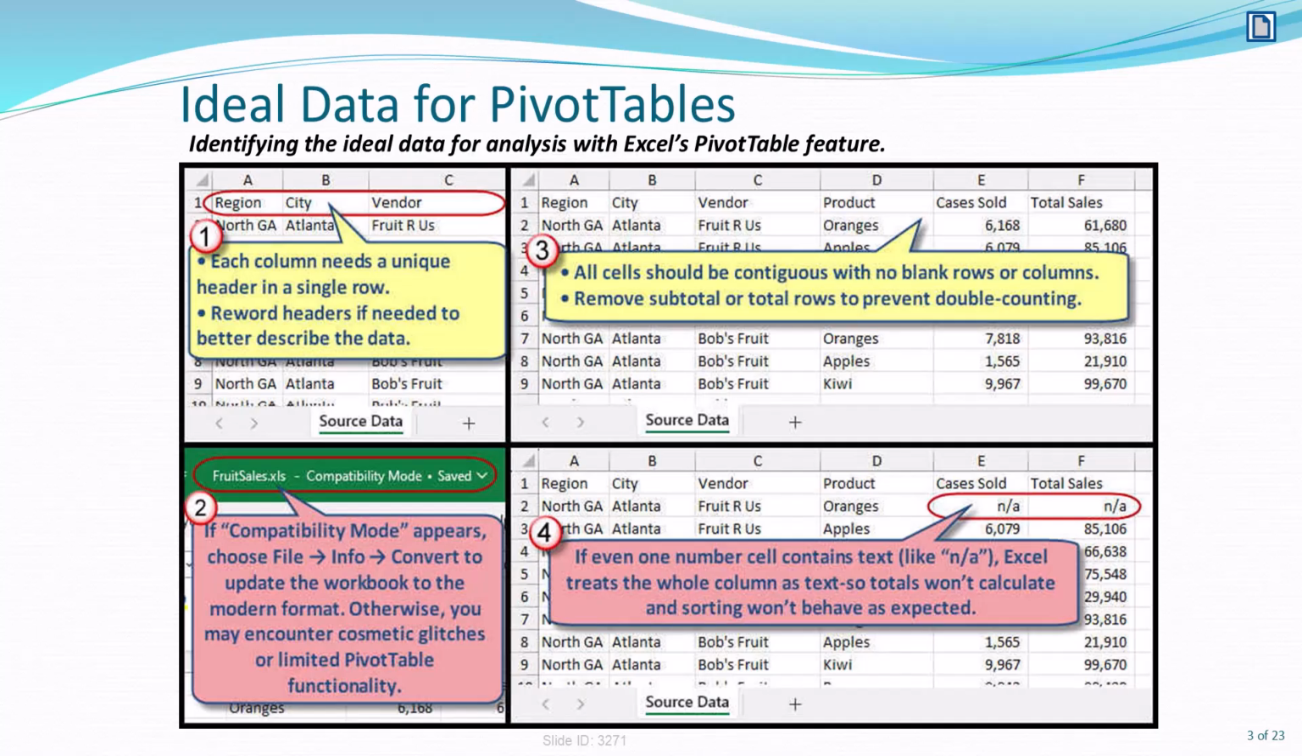The ideal data for an Excel pivot table is going to be a contiguous list of cells. Every column needs to have a unique header that's in a single row. And you also want to reword the headers if needed to better describe the data, because you will be using those headers to build your report. So if there's any vagueness, if there's two fields maybe that have very similar names but contain different data, you want to make sure that you reword those titles so that you aren't making the wrong selection when you build your report.